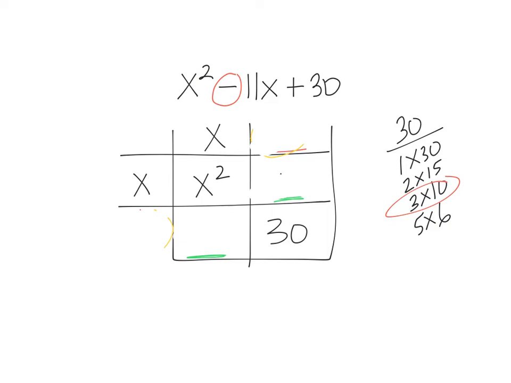Now, maybe 2 and 15 or 5 and 6. Let's try 5 and 6. So if I put 5 and 6, remember it's going to have to be negative 5 and negative 6. I get negative 5x and negative 6x, which makes negative 11x. So that's the answer there.